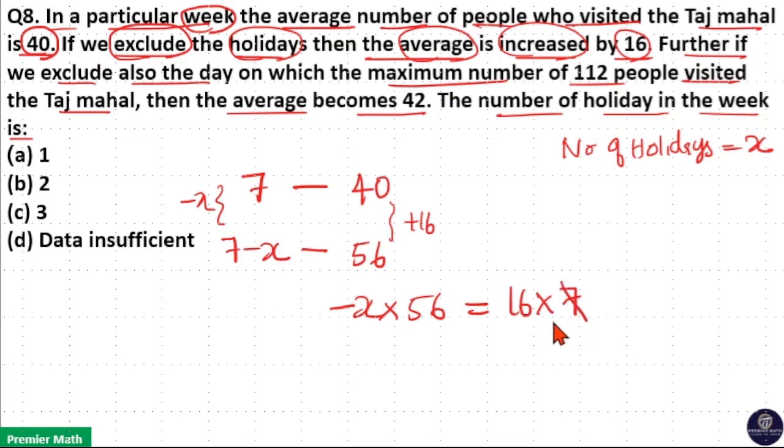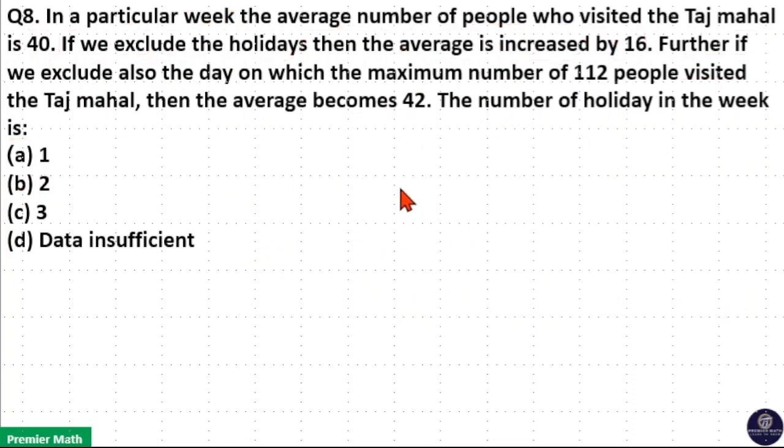Now 7 goes 8 times in 56, 8 goes 2 times in 16. That means x is equal to 2. Ignore the negative symbol. X is equal to 2. That is, number of holidays is equal to 2. Option B is your right answer. You can also do this question in a different way.